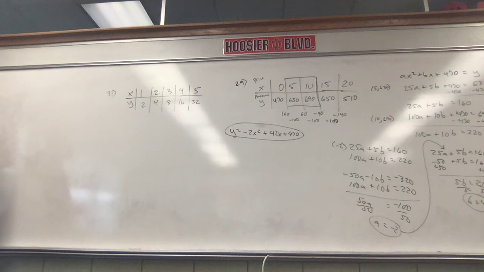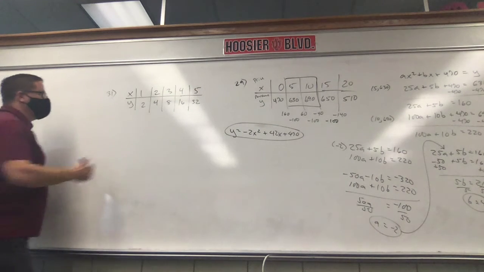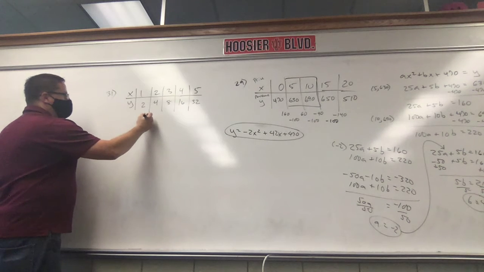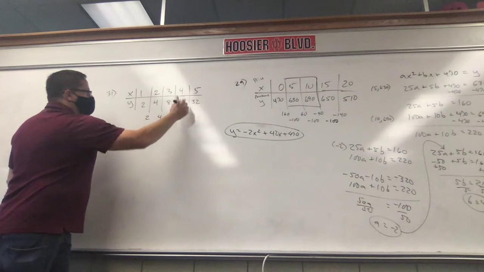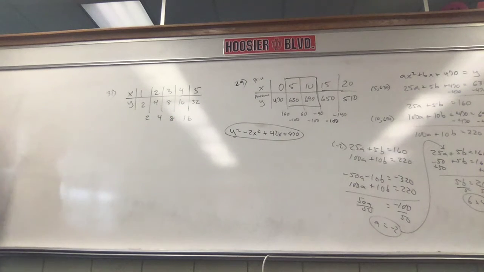So here's what we're going to do. What's our first step again? Subtract. What's the first number we're going to write? 4 minus 2, 8 minus 4, 16 minus 8, 32 minus 16. Is it linear? Why? They're not the same.